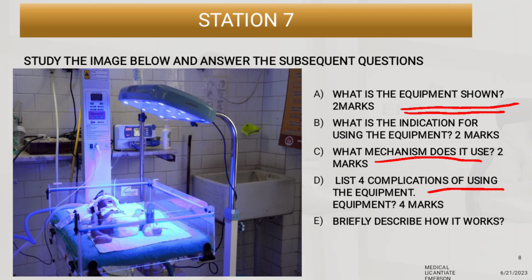Then briefly describe how it works. Like I said earlier, it uses a blue light with wavelengths of 450 to 500 nanometers, depending on the literature. These numbers usually change, but 450 is usually there. Other people give you a range, say 450 to 500 or 420 to 460, but they just give ranges. So it uses that wavelength.